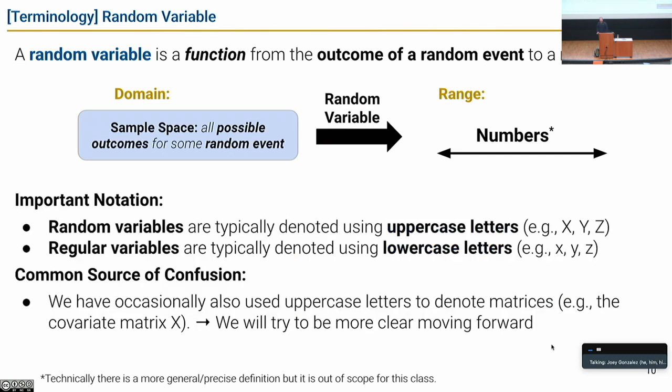So, important notation. First, random variables are typically denoted with uppercase letters, just regular letters, X, Y, Z. And then regular variables, or values, numbers, are typically denoted with lowercase letters. A common source of confusion in this class is that we often work with matrices like big X, and we'll occasionally use capital letters to also denote matrices. I think we've in the past tried to use double-lined X's to make it a little bit more clear that this is a matrix, but we'll do our best to make clear from now on whether we're referring to a matrix or a random variable.